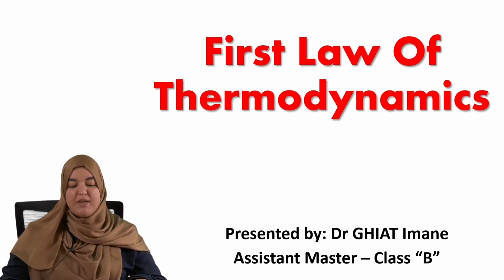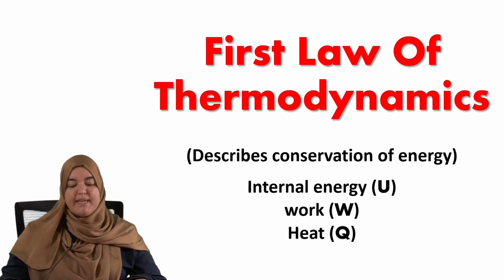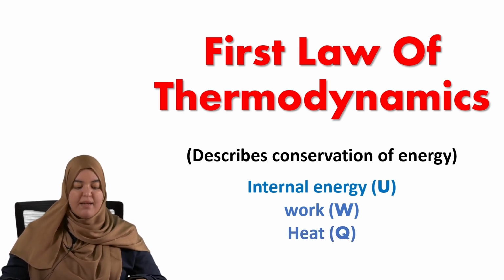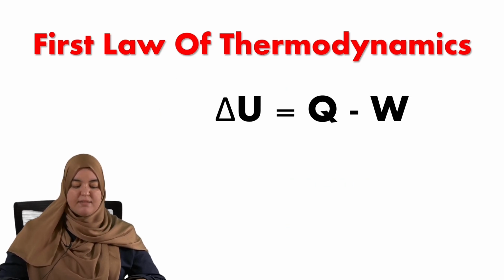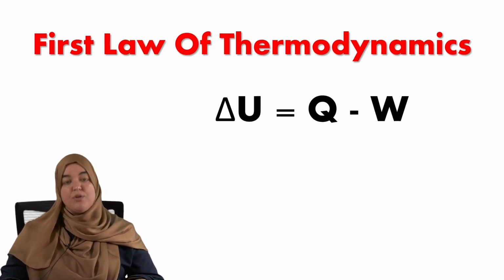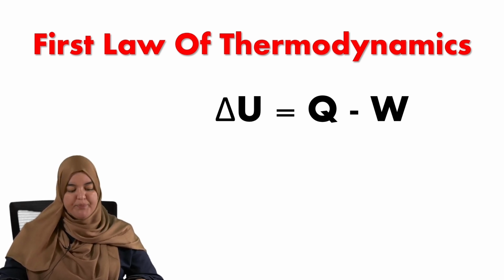The first law of thermodynamics, properly known as the law of energy conservation, when examined more rigorously, actually outlines the relationship between internal energy, work, and heat, which from now on will be represented by the letter Q. The law can be stated as an equation where delta U equals Q minus W.